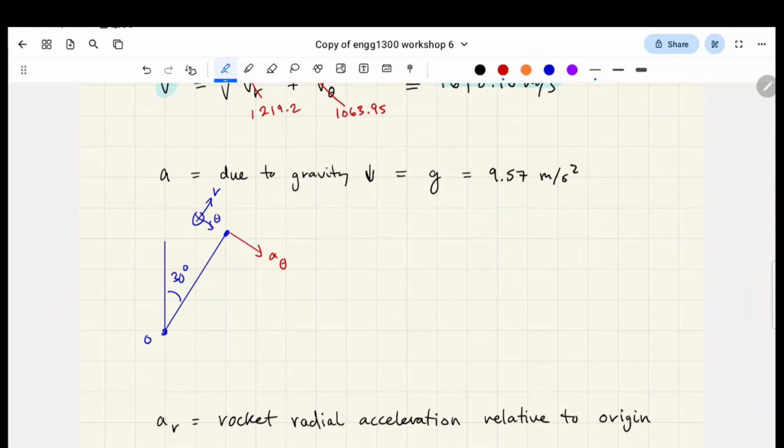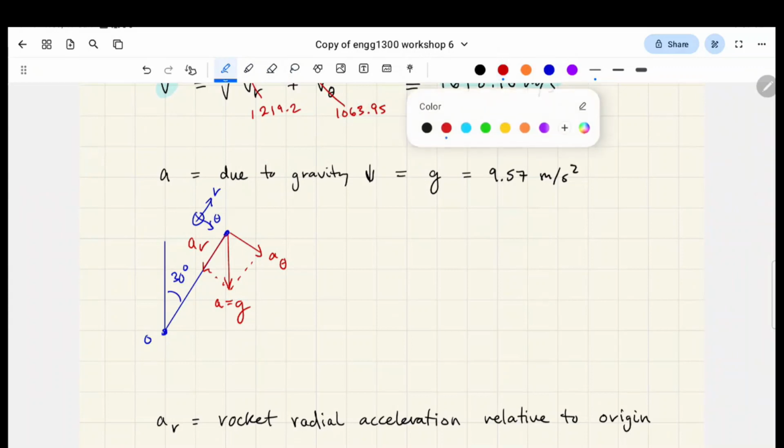Here's our theta component of acceleration, and here's our radial component of acceleration. We know this because our net is just going to be gravity, which is pointing directly downwards. So it looks like that.